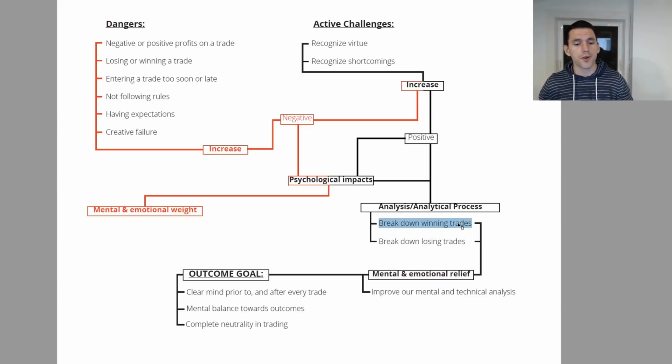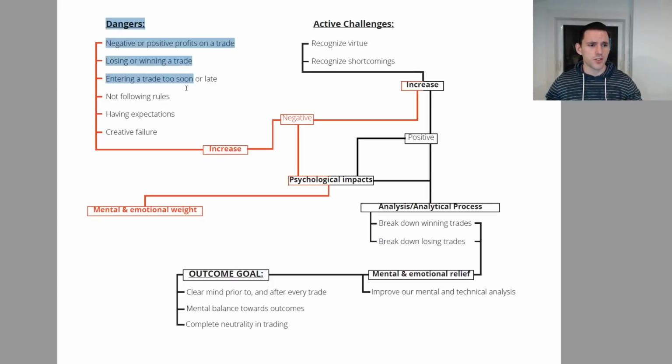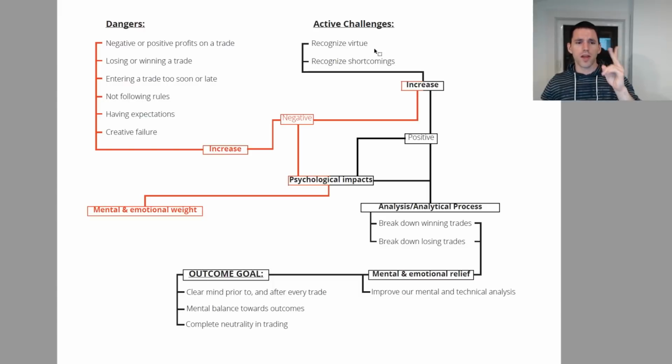Again, you're just filling an order. So that's why you break down your winning trades: to not get overconfident and egotistical with your trades. And you break down your losing trades as well. Out of all these active challenges and the dangers we realize, we take this map and identify the dangers, and we do the active challenge of either recognizing the shortcomings in our trade or recognizing the virtue in our trade. And we break down the losing.